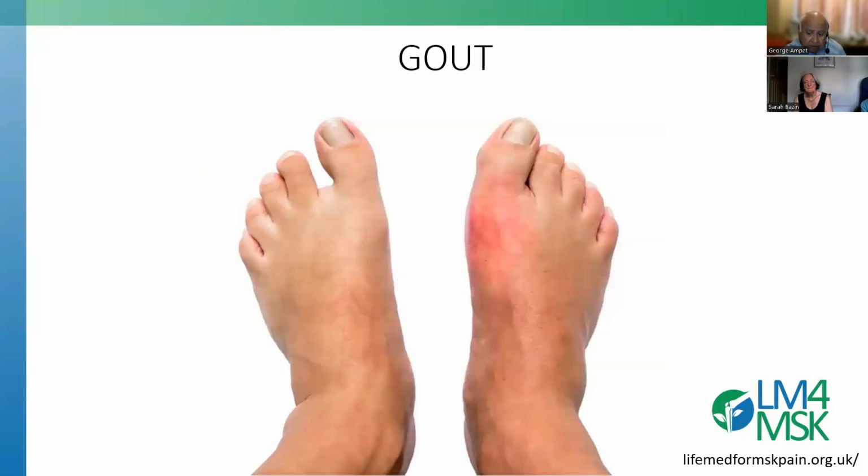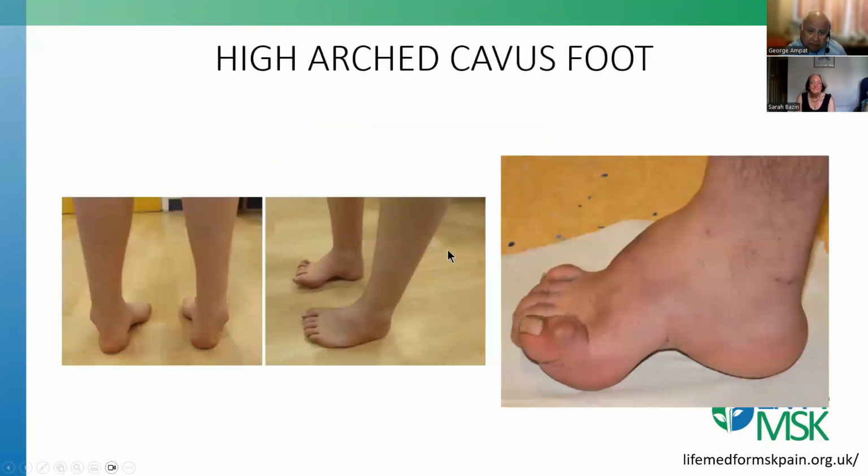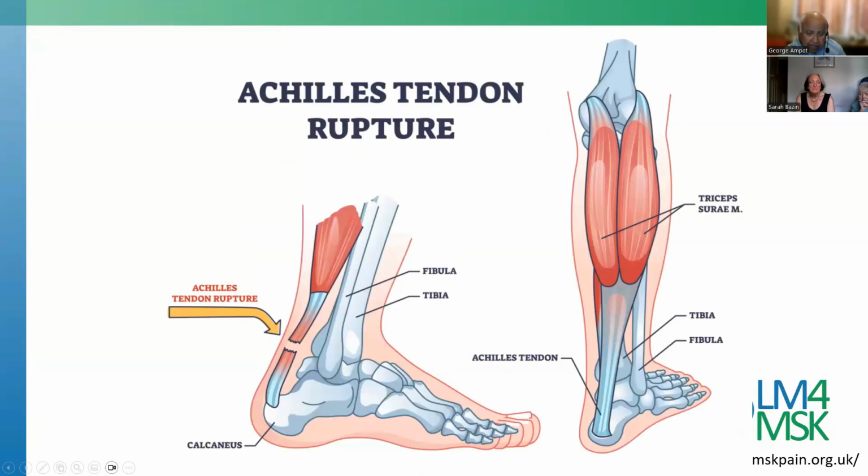We looked at gout where uric acid is increased, and that usually occurs in the first metatarsophalangeal joint. There's redness and swelling there. You can have a high arched foot, a cavus foot, and we need to know whether that is a deformity of the whole foot or only the first metatarsal coming down. Again, it may need appropriate orthotics.